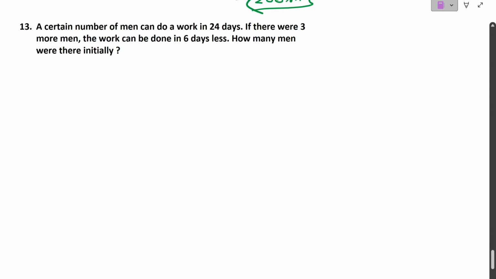Then the next question is based on time and work. A certain number of men can do a work in 24 days. So let the number of men be P, and they can do a work in 24 days. Let the entire work be W.